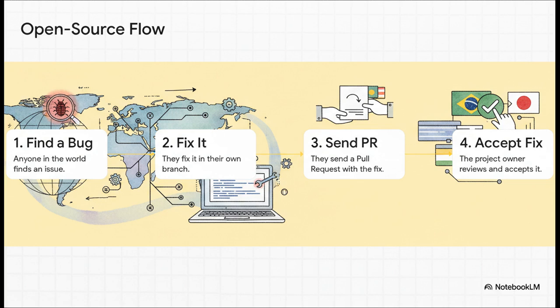And this process just beautifully ties together everything we've learned. Someone, literally anyone, anywhere in the world, can find a bug in a piece of software. They can create their own branch, fix that bug, and then submit a pull request. The project's owner reviews the fix and with a single click accepts it. Just like that, someone from Brazil can help fix software that's being built in Japan. It is global collaboration at its absolute finest.